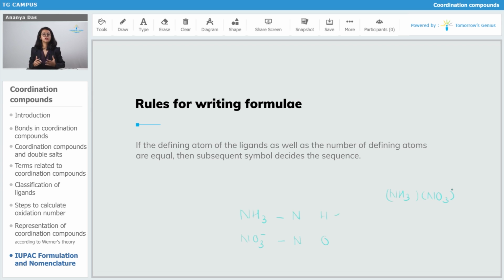Remember, these rules are to be followed sequentially. The sequence that is given in the slides, these rules have to be followed in that exact sequence. You cannot just put the fourth rule above the first rule. So this is how you determine how the ligands have to be arranged when you are writing the complex.